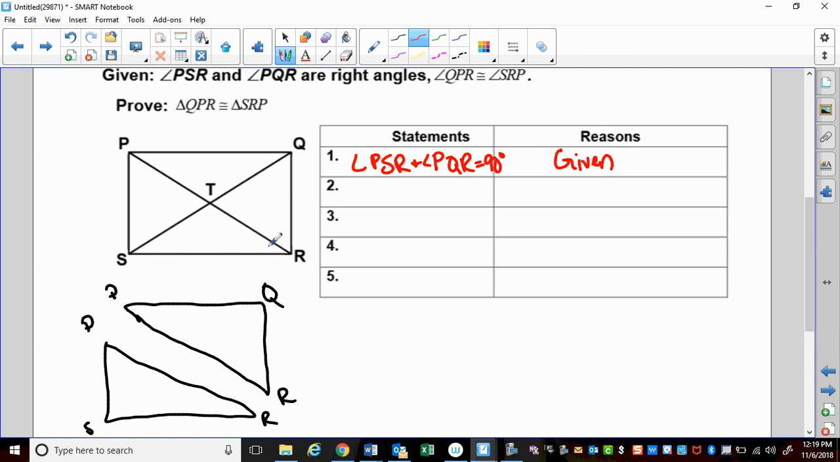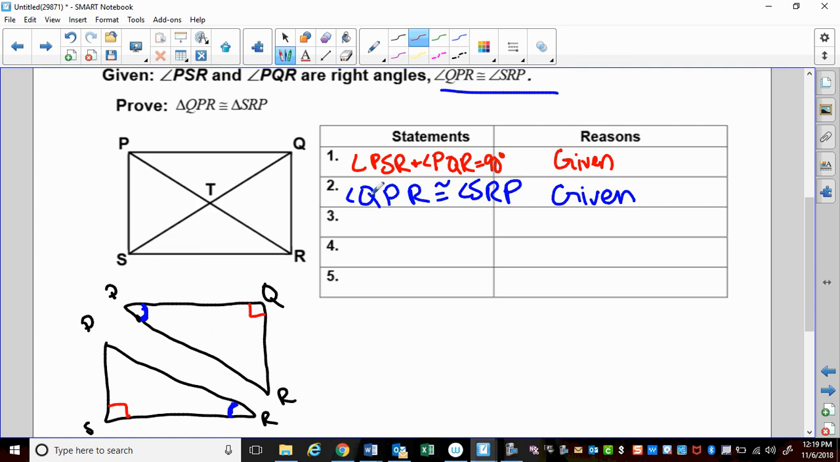And this is given. And I'm going to plug in that information. PSR is angle S. PQR is angle Q. Also, I'm going to write in here angle QPR is congruent to angle SRP. This is also given. Now I'm going to plug it into my diagram. QPR, this angle, is congruent to SRP, this angle. This is my given.